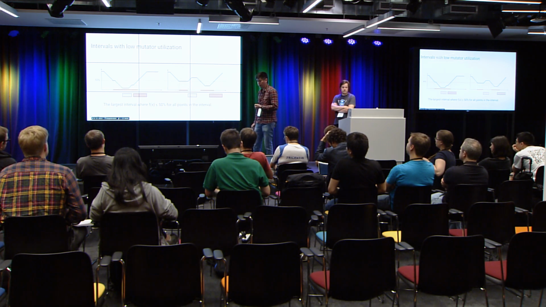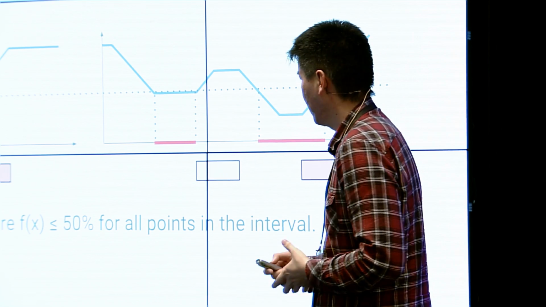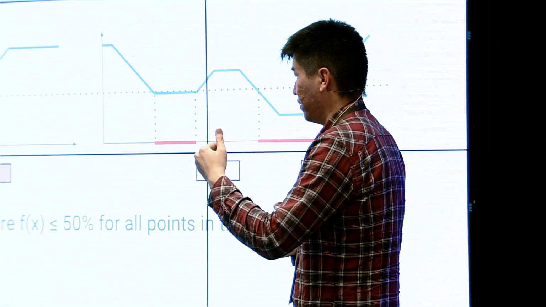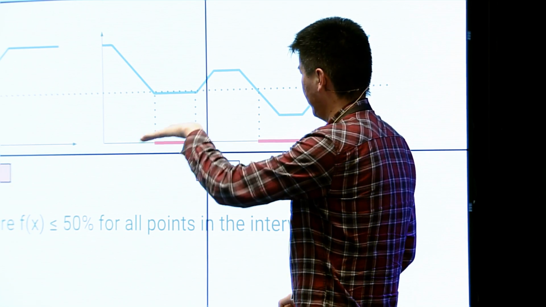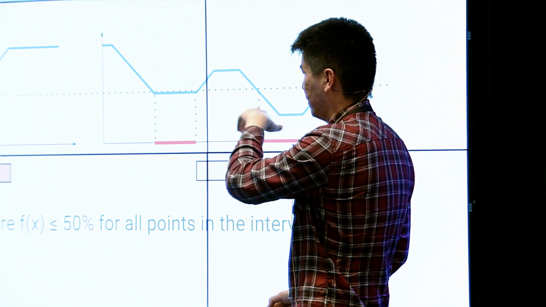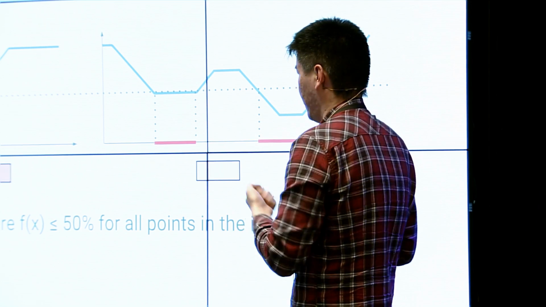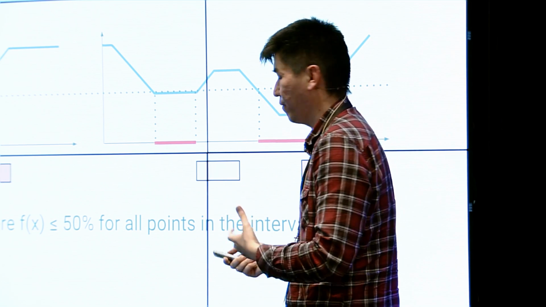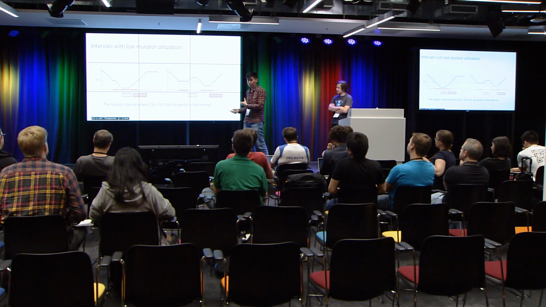We also track so-called intervals with low mutator utilization. For this, we set some threshold and then look at the part of the function that is below this threshold. And on the x-axis, this will create a set of intervals. And for this set of intervals, we can now check maximum or sum and work with them as if they were pauses.